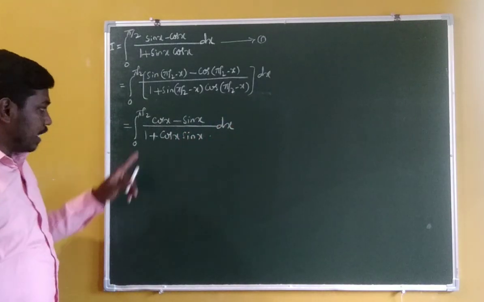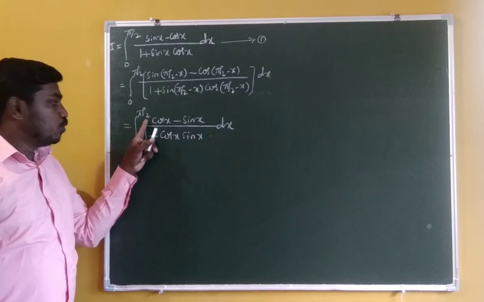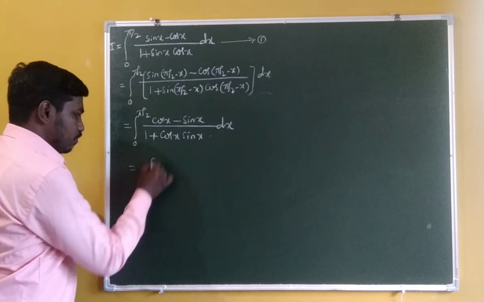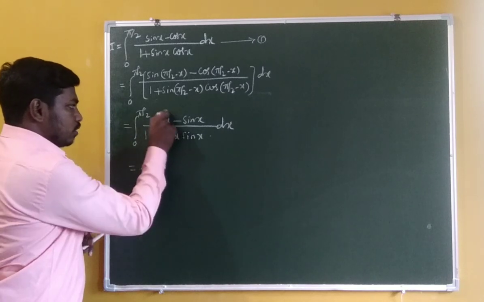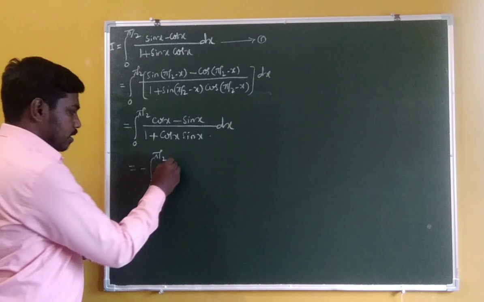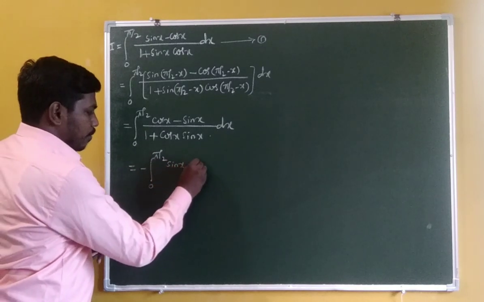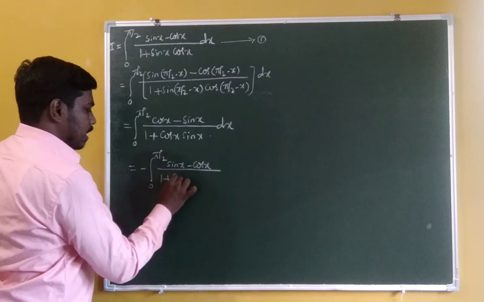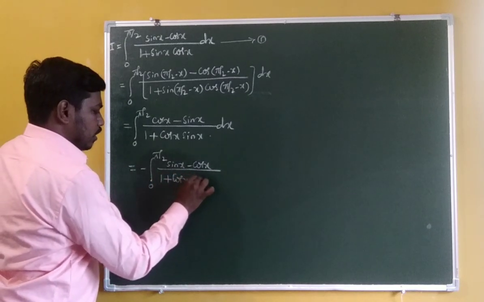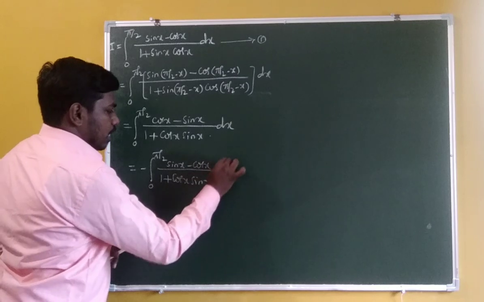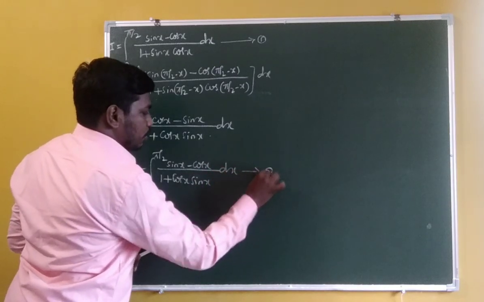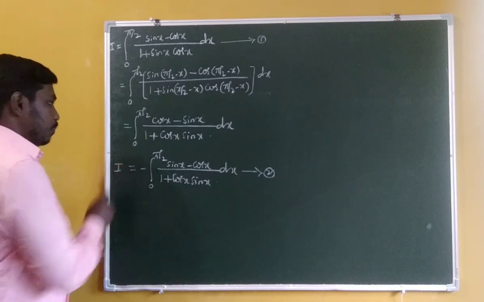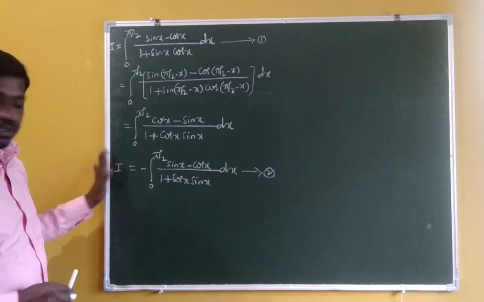Take a minus 1 common in the numerator. So we get minus the integral from 0 to pi by 2 of (sin x minus cos x) divided by (1 plus cos x sin x) dx. This is called equation 2. Now adding equations 1 and 2.